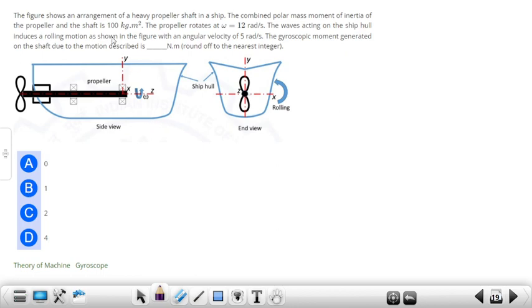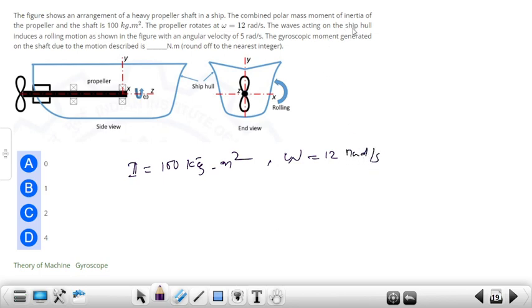The figure shows the arrangement of a heavy propeller shaft in a ship. The combined polar mass moment of inertia of the propeller and shaft is 100 kg per meter square. So the given I value is 100 kg meter square, and the propeller shaft rotates with omega equal to 2π radian per second.